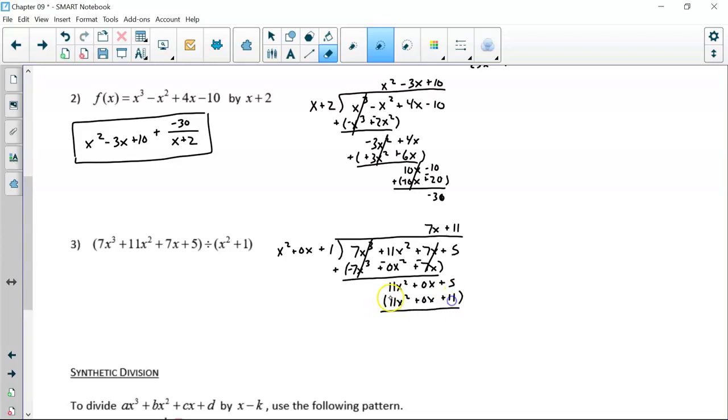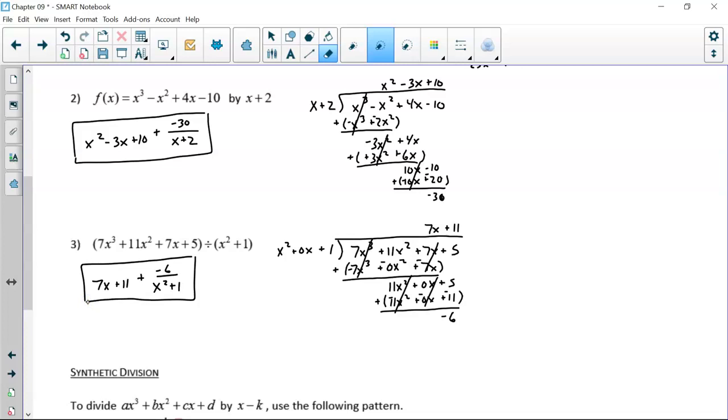Now we're subtracting. We distribute the negative. Change every single sign. The x squareds cancel. Don't have to worry about the x's anymore. And 5 plus negative 11 is negative 6. That's my remainder. So what I get is 7x plus 11 plus my remainder of negative 6 over, and now we can just write x squared plus 1. I don't need the placeholder anymore. And there's our answer from our division.